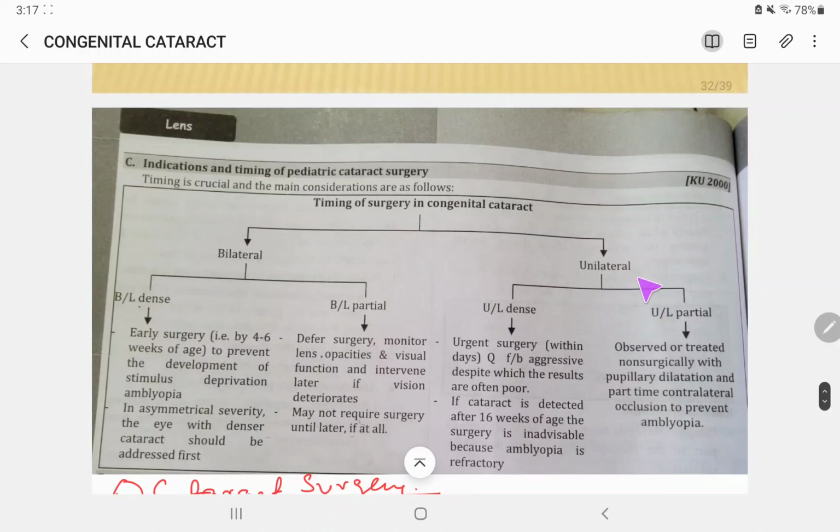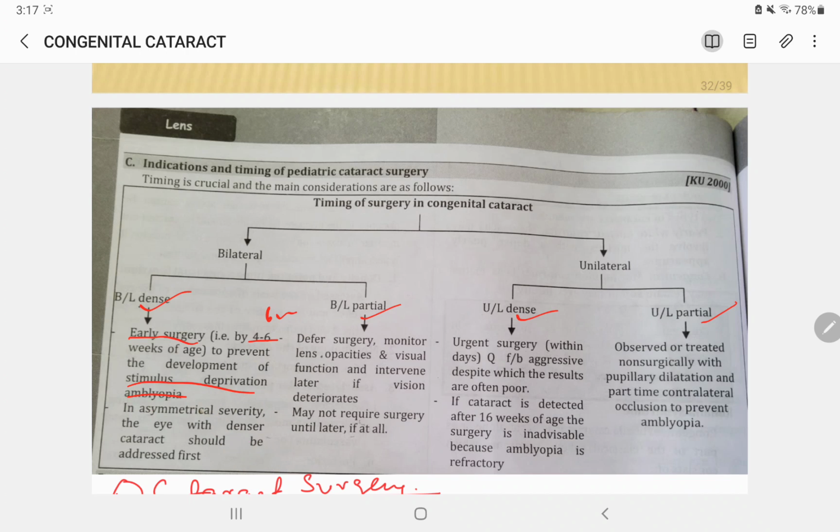So here is one simple table of the timing of the surgery, whether it is bilateral or unilateral. In bilateral, it is dense or partial, and in unilateral, dense or partial. For dense, it is early surgery, that is at 4 to 6 weeks of age, before 6 weeks, to prevent the development of stimulus deprivation amblyopia.